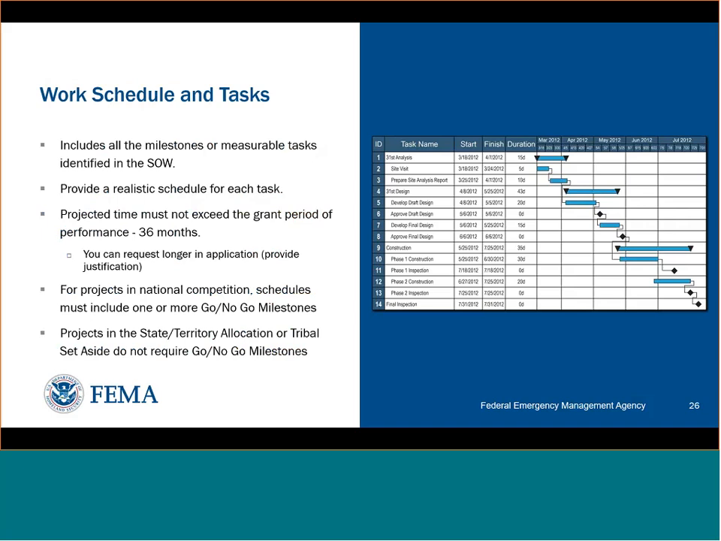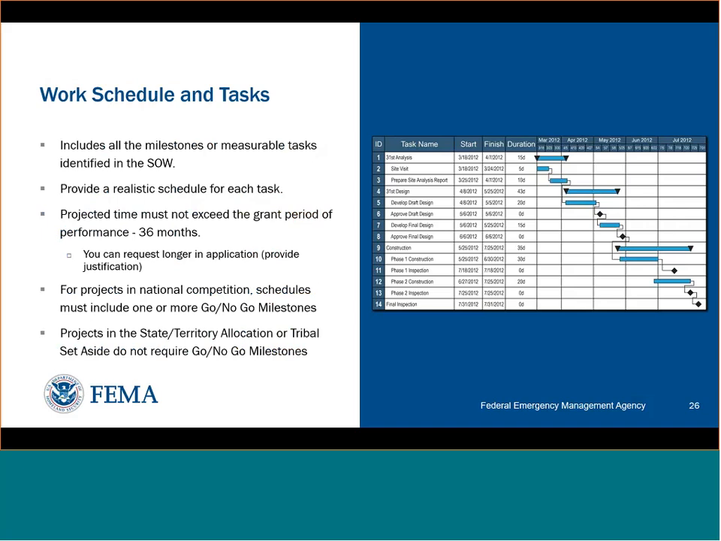Another important element is your work schedule and task. Now, it doesn't have to be a fancy Gantt chart like you see on the page, but clearly that does help. And I think we're going to see some examples here in a bit that show how you can do this in the FEMA Go application. So what you want your work schedule to do is identify the milestones and tasks that you've identified in your scope of work. It should be realistic.